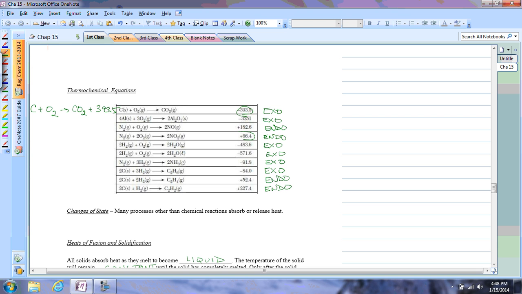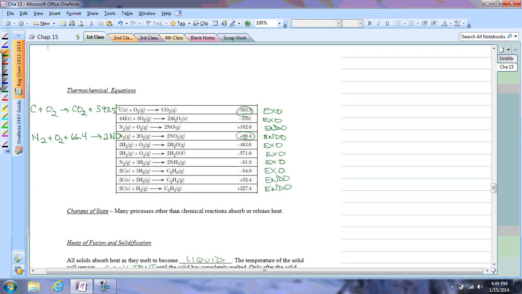And let's finish with this one. If I were to write this, where the energy term was incorporated into the equation itself, we would say N2 plus O2 plus 66.4 kilojoules of energy will react to form two NO molecules.